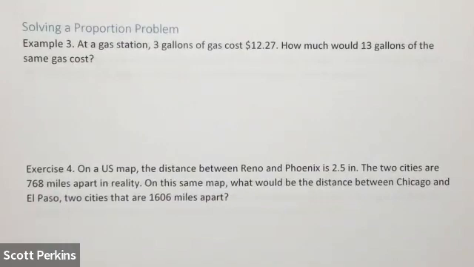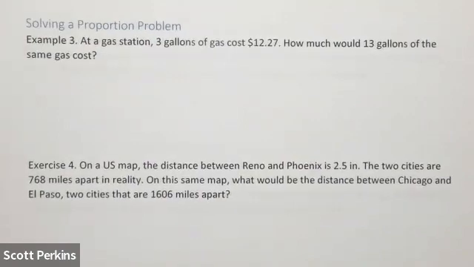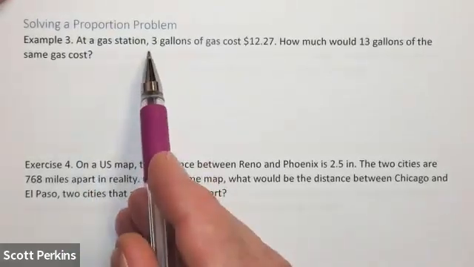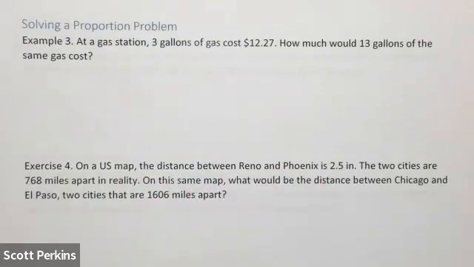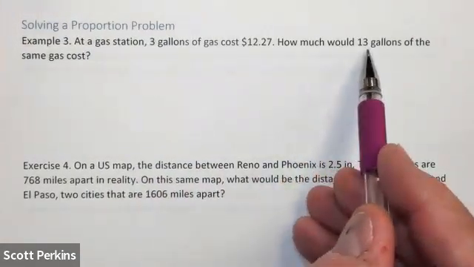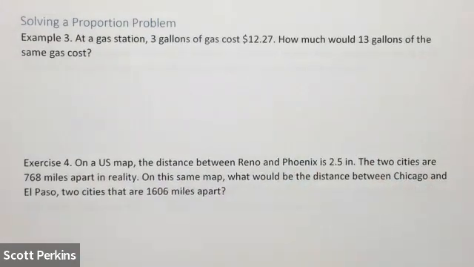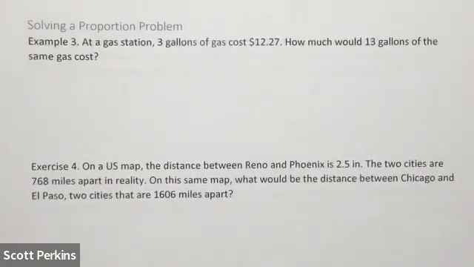So, for instance, there are other ways you could do example 3, but I'm going to intentionally do this using a proportion because you're going to then replicate the process on the next few problems. So, it says at a gas station, if I buy 3 gallons of gas, that's going to cost me $12.27. If I don't know anything else about the problem, how much would 13 gallons of the same gas cost? So we're going to set this up as a proportion so that we can solve it.